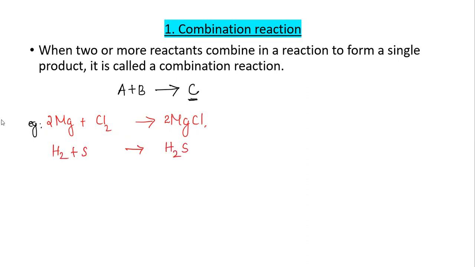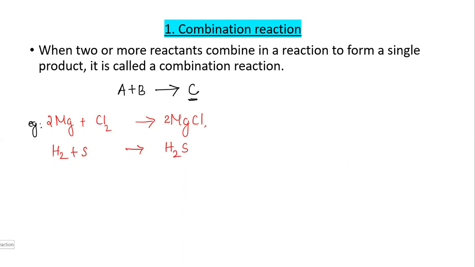Here the equation is balanced. Here also two reactants are there, but the product is one. Both the reactants combine to form a single product. Such type of reaction is called a combination reaction. So reactants can be two or more than two, but the ultimate product is one. Such type of reaction is called a combination reaction. I hope it is clear to you.